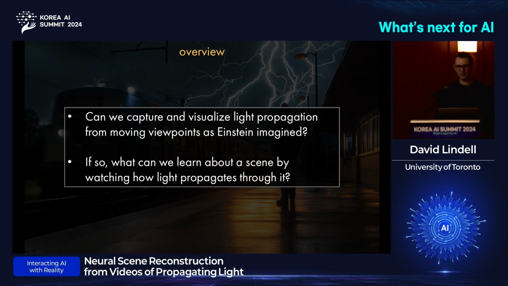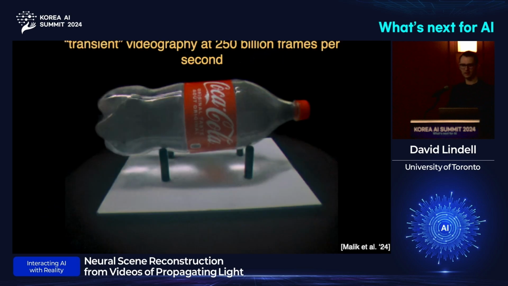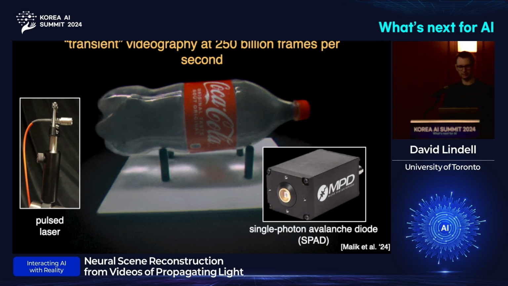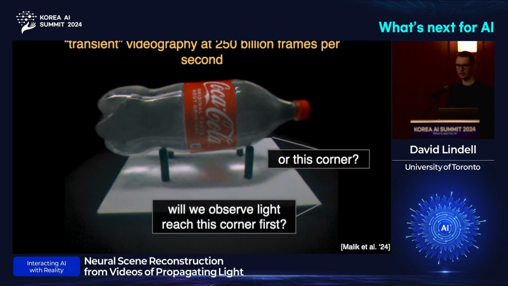And to answer this, I want to show you this video. This is what we call transient videography at 250 billion frames per second. We captured this video of this Coca-Cola bottle by attaching a pulsed laser to one side of the bottle. And this laser sends out short pulses of light that propagate from left to right across this bottle.